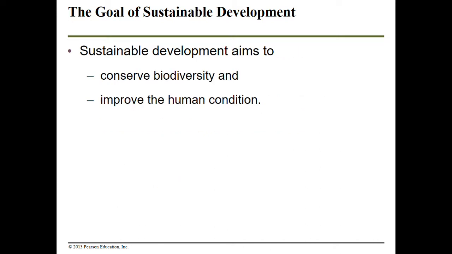So sustainable development aims to conserve biodiversity and to improve the human condition. And to improve the human condition, an easy one is to just get educated. Receive education, push people who are in more poverty-stricken areas to get educated, to decrease birth rates, and all these are important factors.